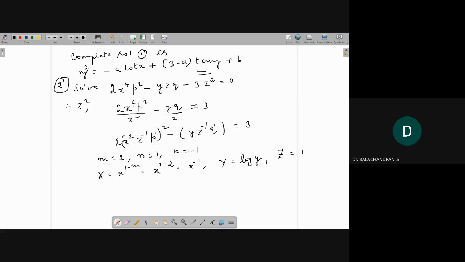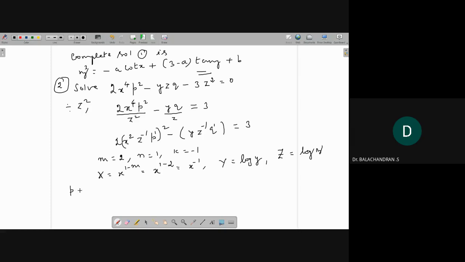Log Z. Yes. Okay. Correct. Thank you. Log small z. Okay. Now you have the substitution for all the three variables: capital X, capital Y, capital Z. Then you should write the partial derivatives.